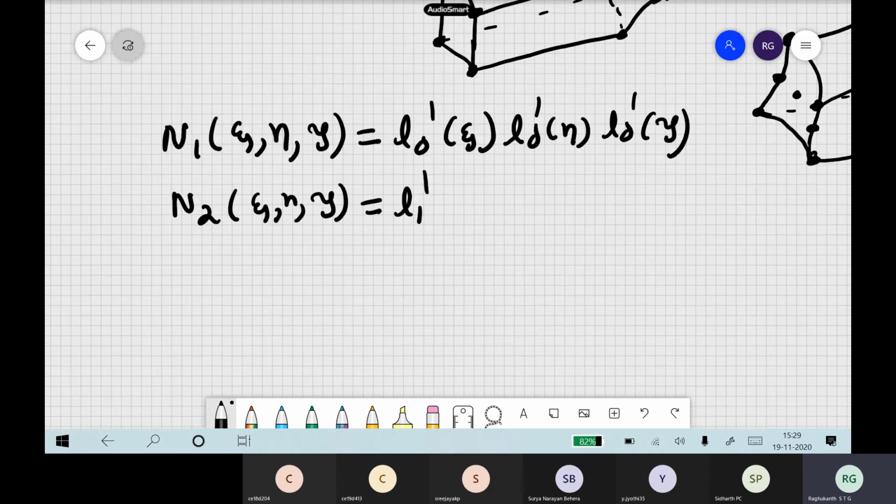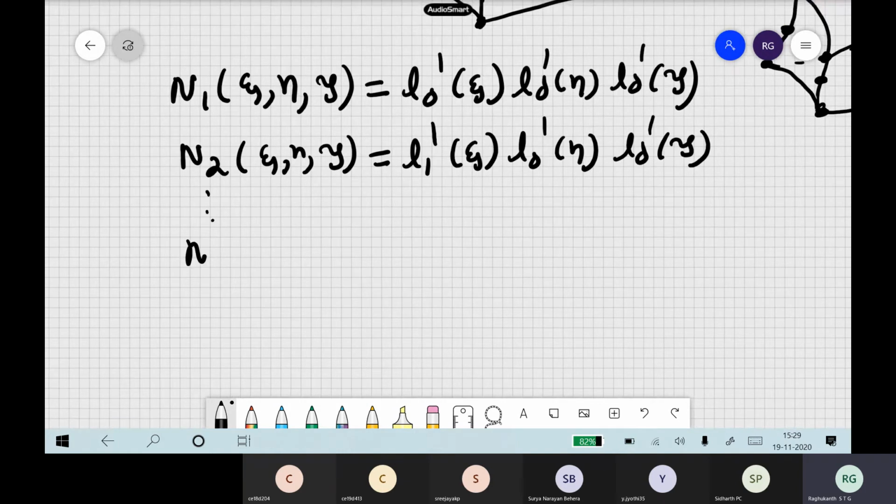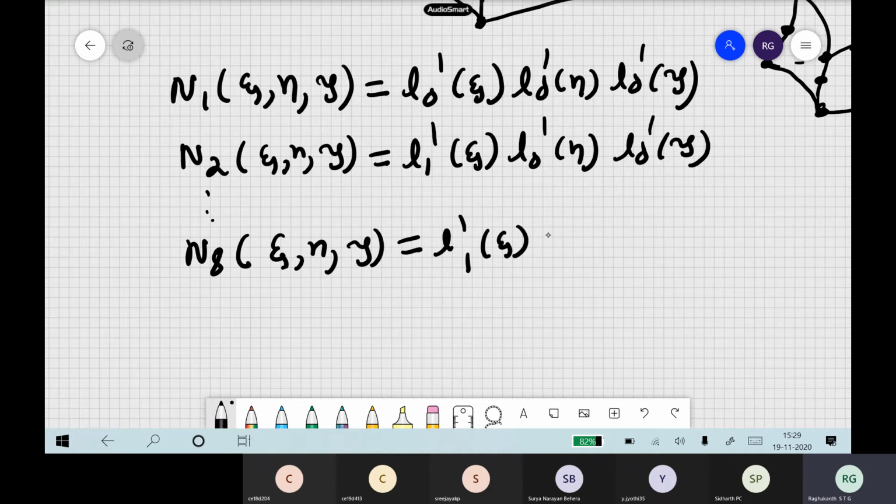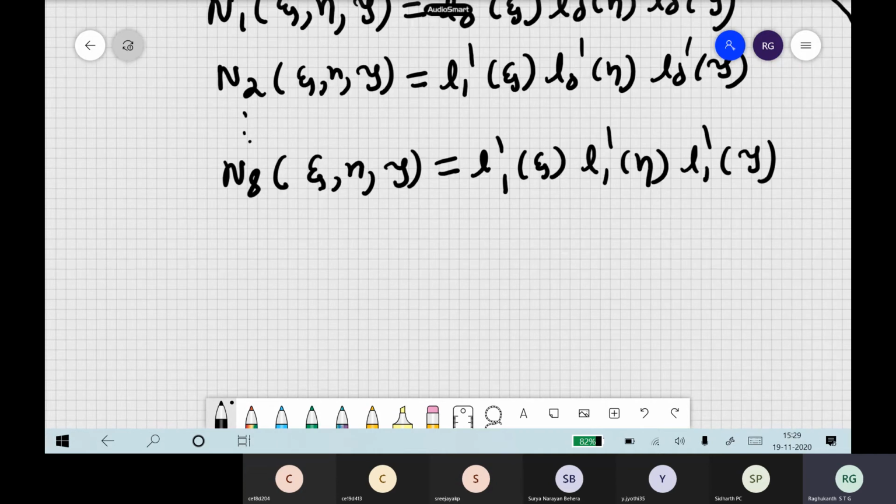So this one will be L11 of psi, then the others will be L01 of eta, then L01 of psi. Like this, you can see how the things are coming. Like that you write. I will write the last one, N8. So psi, then eta, then xi. This becomes L11 of psi, then L11 of eta, then L11 of xi. So this is how the shape functions look.